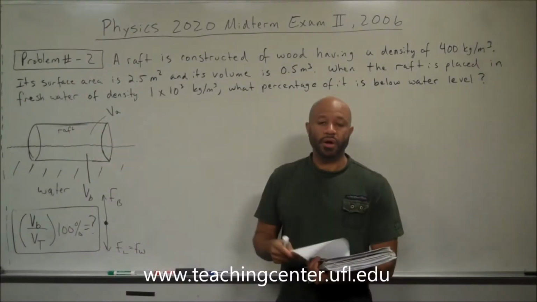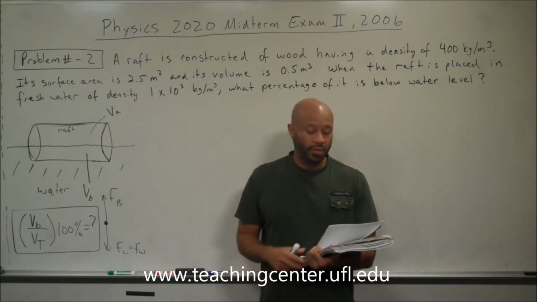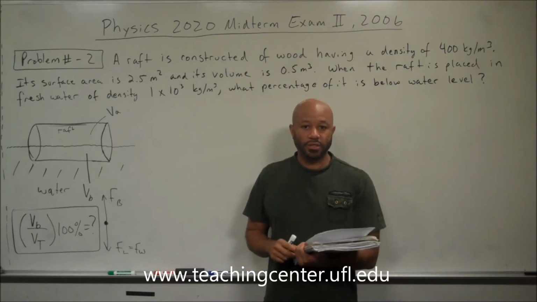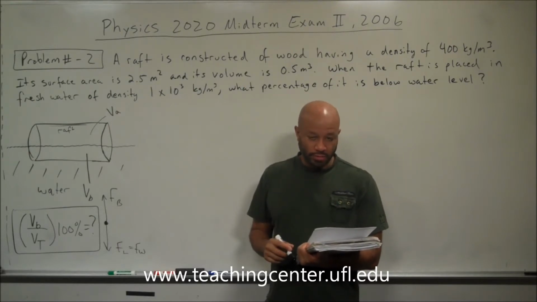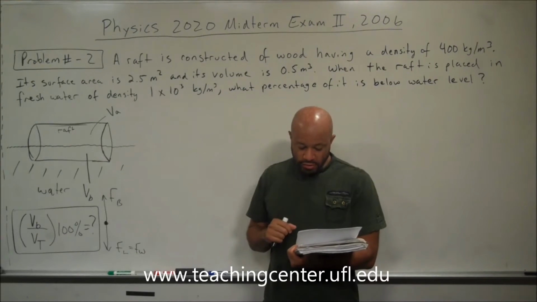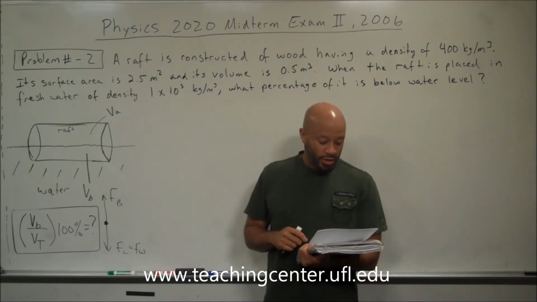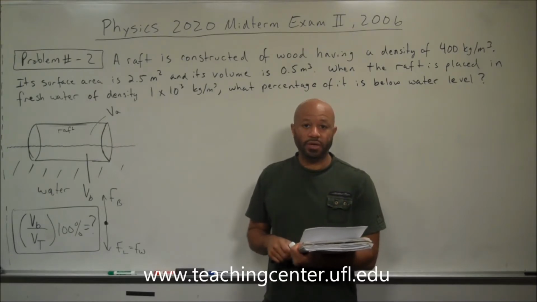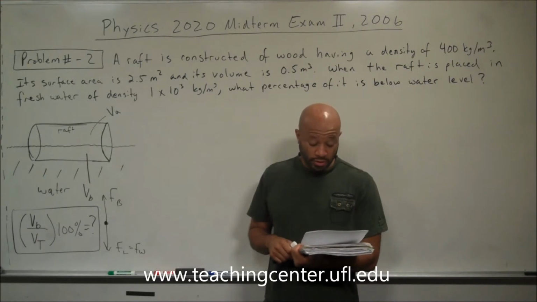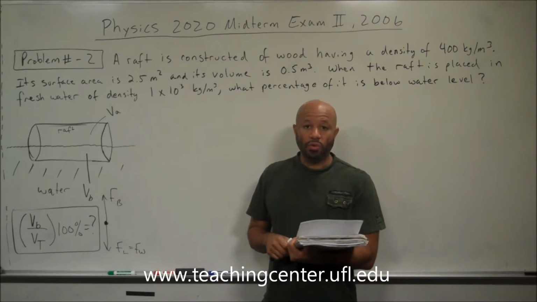Okay, so I'm going to work through problem number 2 for the Physics 2020 Midterm Exam 2, year 2006. And this problem says, a raft is constructed of wood having a density of 400 kilograms per meters cubed. Its surface area is 2.5 meters squared and its volume is 0.5 meters cubed. When the raft is placed in fresh water with a density of 1 times 10 to the third kilograms per meters cubed, what percentage of it is below water level?